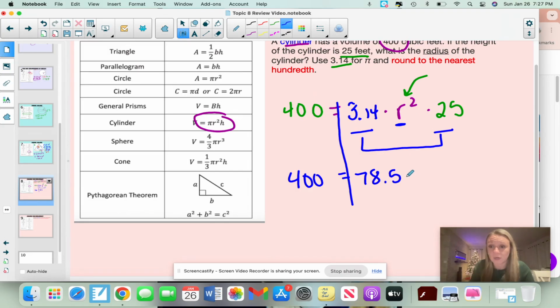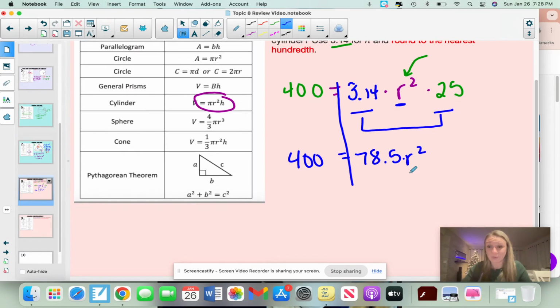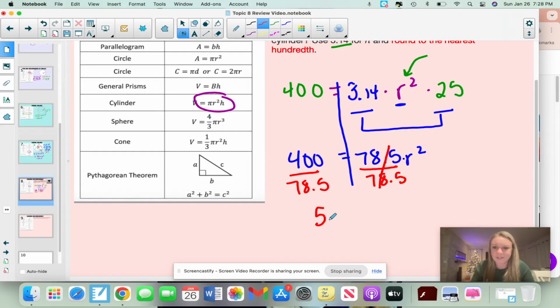But I still have this r squared. There are two more steps that you have to do to get r by itself, or to isolate it. When in doubt, hopefully you said divide. That's the first thing you need to do. We're going to undo the multiplication of that 78.5, or we're doing the inverse. So we're going to divide on both sides. So in your calculator, you're going to do 400 divided by 78.5. And that's going to give you, and you're going to have to do some rounding, and that's okay, about 5.09, or let's just call it 5.1.